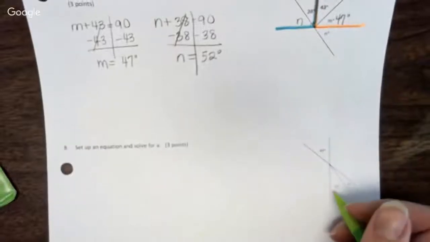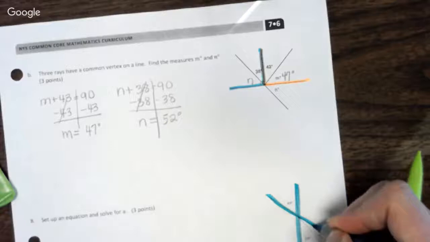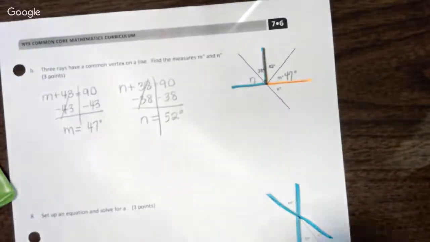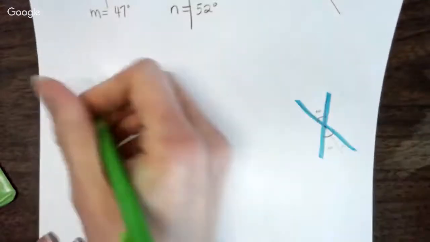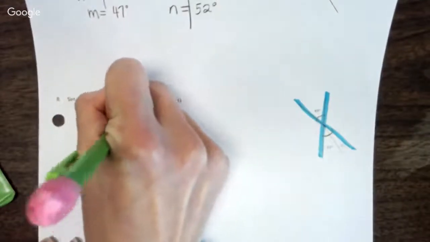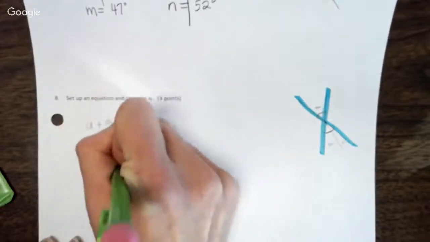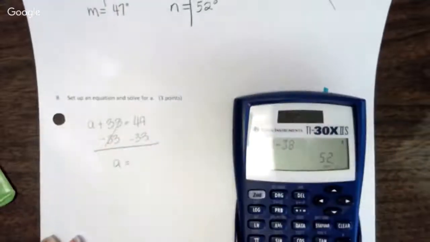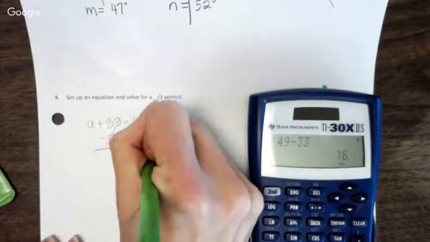All right, solving for A. These 2 angles, I see right away that they are vertical. That means they are across from each other. So vertical angles are equal to each other. So I'm going to take A plus 33 and set it equal to 49. Subtract 33 from both sides. So A is equal to 49 minus 33, which is 16 degrees.